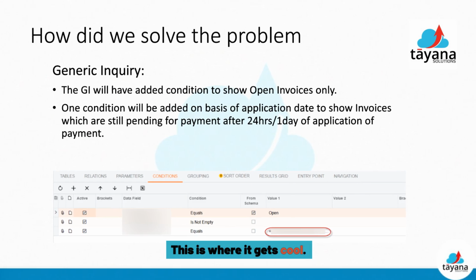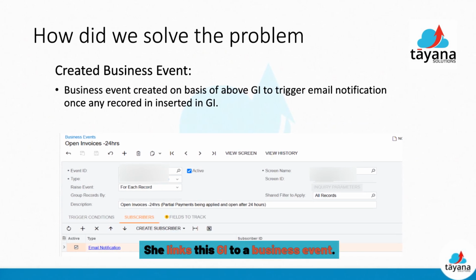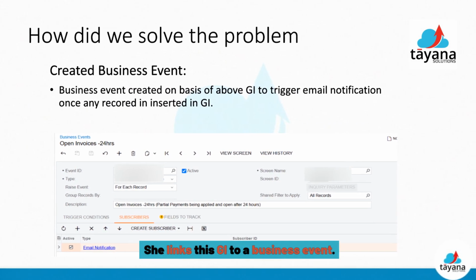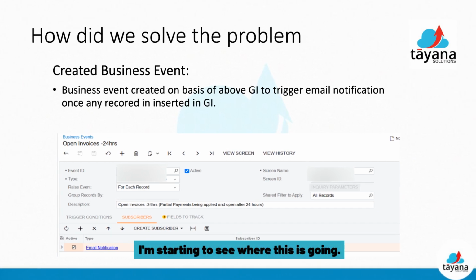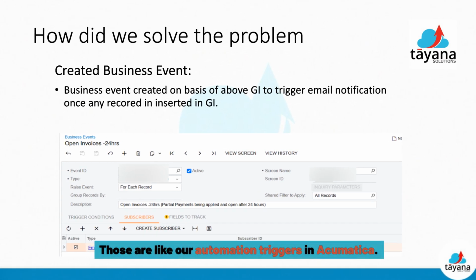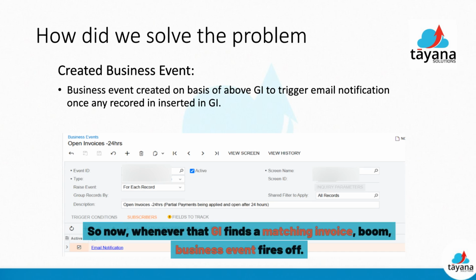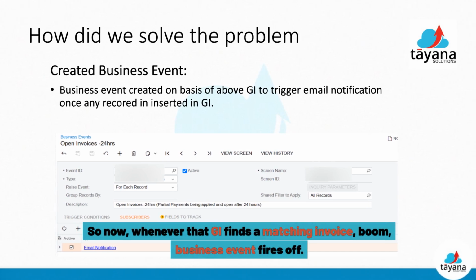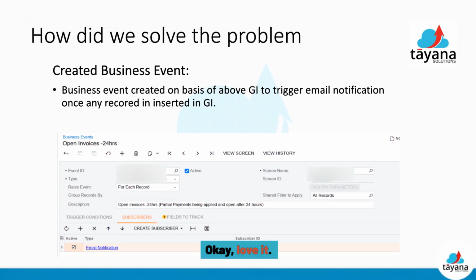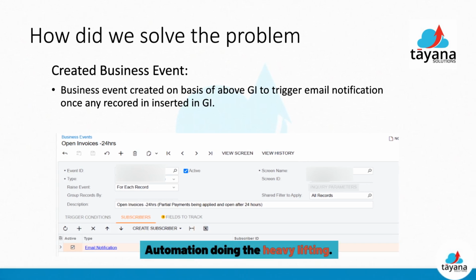Then what? This is where it gets cool. She links this GI to a business event. Ooh, business events. I'm starting to see where this is going. Yep. Those are like our automation triggers in Acumatica. So now whenever that GI finds a matching invoice, boom, the business event fires off. Okay, love it. Automation doing the heavy lifting.